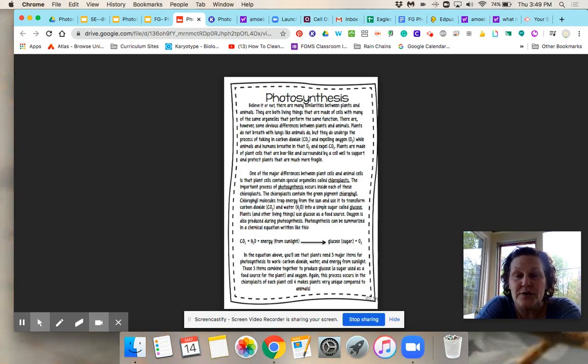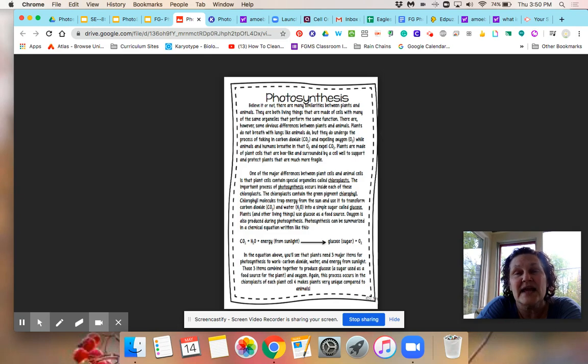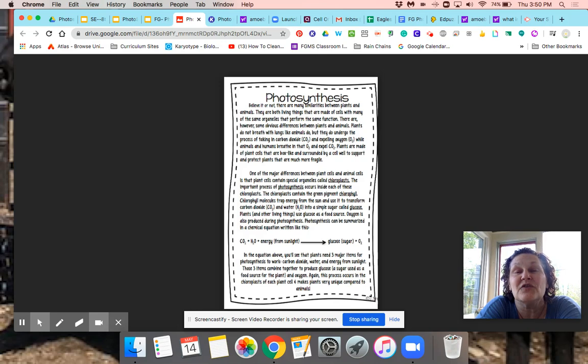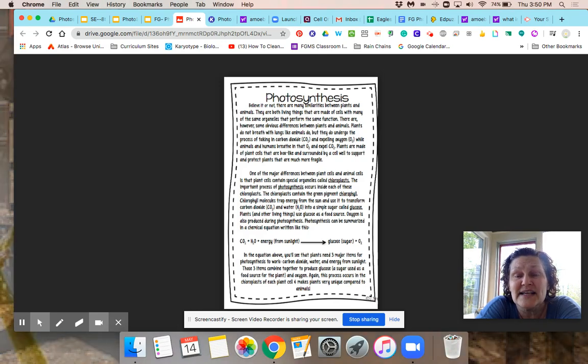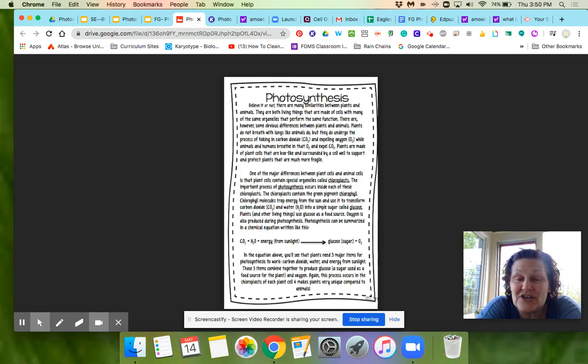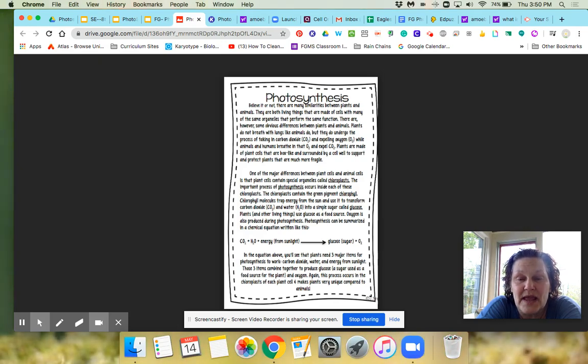So we start out with water and carbon dioxide, take energy from the sun. What comes out the other end? Glucose, which the plants use as food, and oxygen gas, which they give off as a waste product, right? So in the equation below, you'll see that plants need three major items for photosynthesis. They need carbon dioxide, they need water, and they need energy from sunlight. Those three items combine together to produce glucose, a sugar used as a food source for the plant, and oxygen. Again, this process occurs in the chloroplasts of each plant cell and makes plants very unique compared to animals.